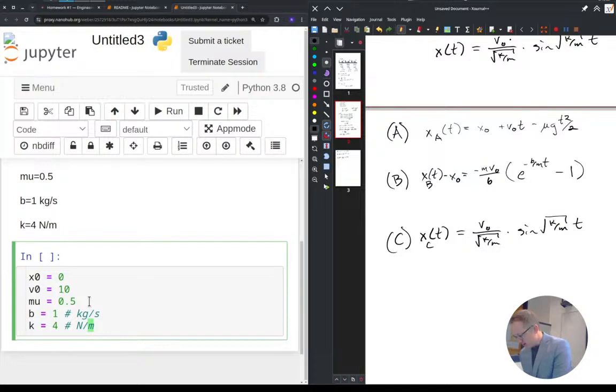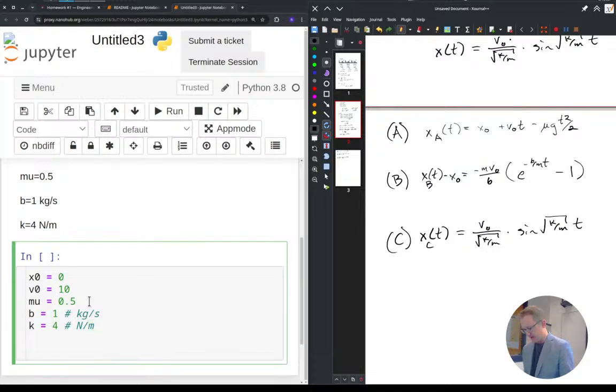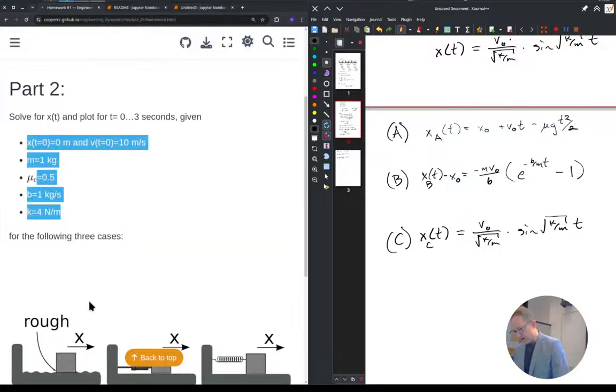And do we need anything else? I think that's good, right? I guess the last thing we need is time. Go from 0 to 3 seconds, because that's what we're trying to do. So creating a solution from 0 to 3 seconds, and we'll compare all 3 forces that are acting on this block.